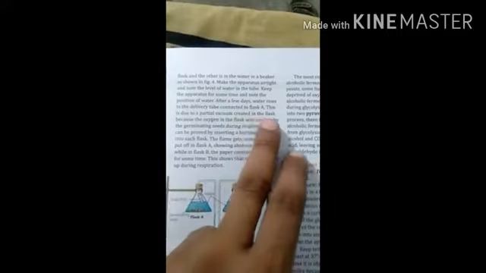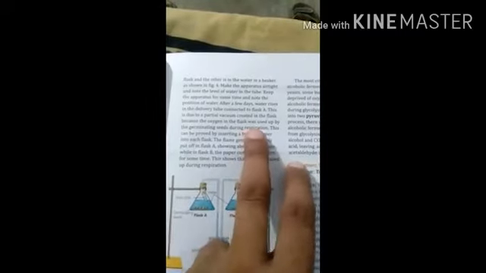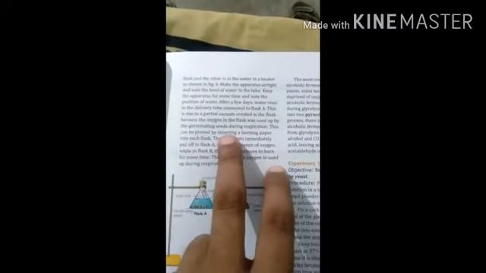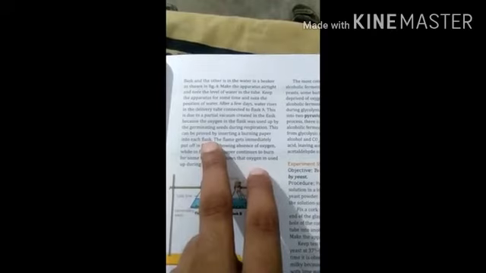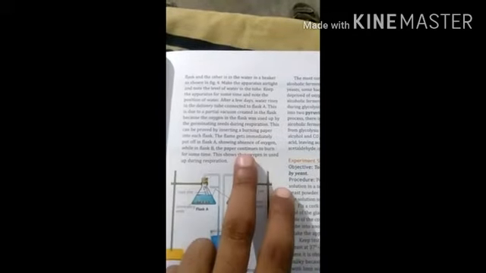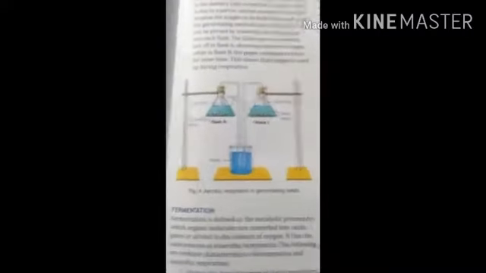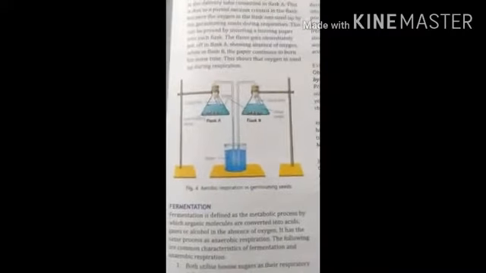This is due to the partial vacuum created in the flask because the oxygen in the flask was used up by the germinating seeds during respiration. This can be proved by inserting a burning paper in each flask. The flame gets immediately put off in A, showing absence of oxygen, while in B the paper continues to burn for some time. So this is aerobic respiration in germinating seeds.